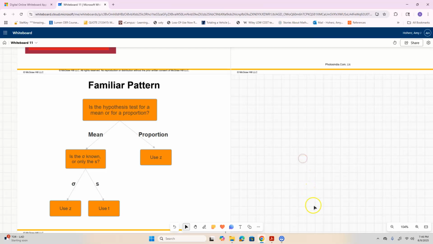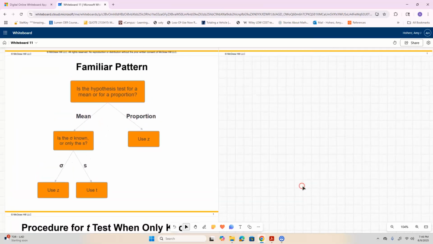So here's our familiar pattern. I know you're probably tired of this, but I'd rather you be tired of me than confused. So we're going to go through it a couple more times. So we have hypothesis test, just like with the confidence intervals. Are we doing a mean or are we doing a proportion? In this section, we're going to be still working on a mean. However, this time, is the sigma known or only the s? We're only going to know the s. And so because we only know the s, we're going to use a t-test because t always follows s.